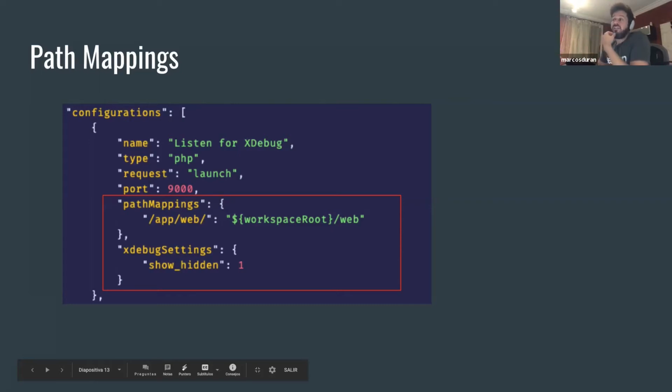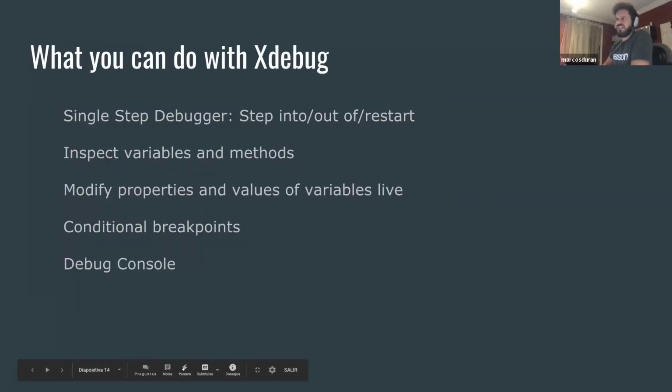So these are for VS Code. These are the settings that tend to work if you use DDEV, Lando, or anything like that. Stuff that you can do with XDebug, as I pointed out before, is a single step debugger. So you can step into, step out, restart code, that sort of thing. You can inspect your variables and methods and see what they're returning, make sure that it is behaving the way you want it to, usually the kind of stuff that you do with var_dump. You can modify properties and values live, and that is pretty useful. I'll show you an example of that in a second.